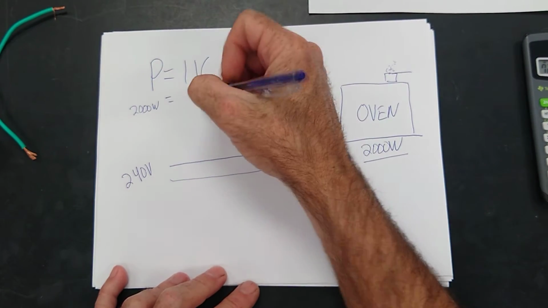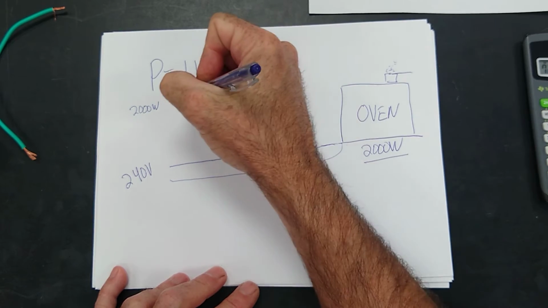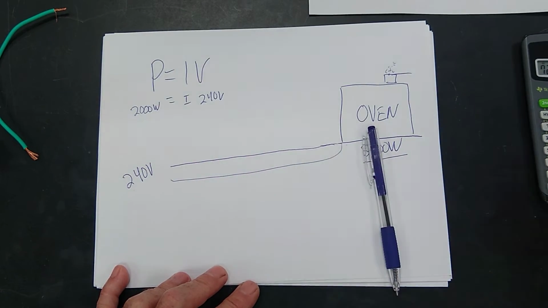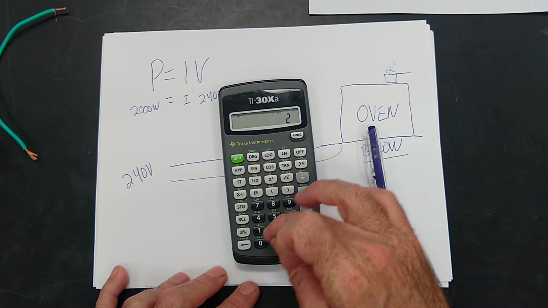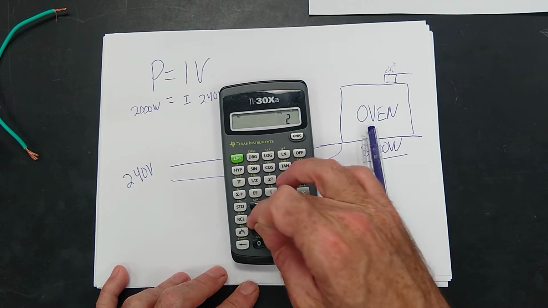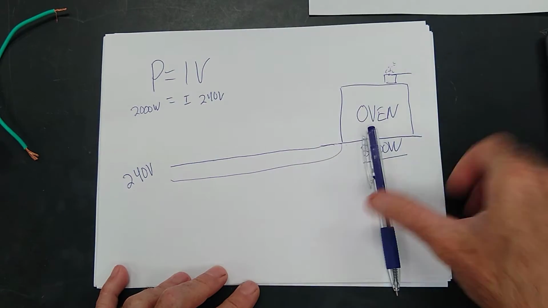All right, 240 volts. How many amps are going through that? 2,000 divided by 240. 8.3 amps.